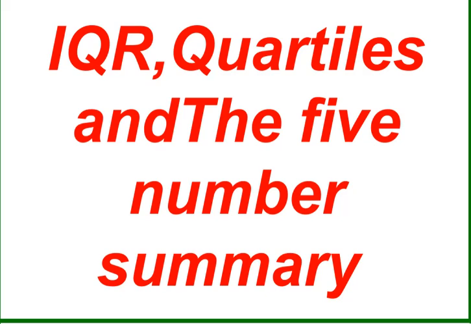In this video we'll be talking about the interquartile range, which is the IQR, quartiles, which is the lower quartile, median and upper quartile, Q1, Q2 or Q3, and the 5-number summary. We are also going to talk about the box and whiskers and how to draw the box and whiskers for any given set of data or data set. So let's go straight into it.